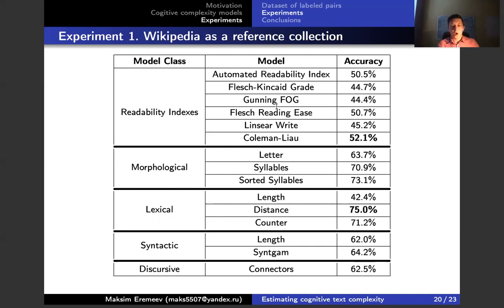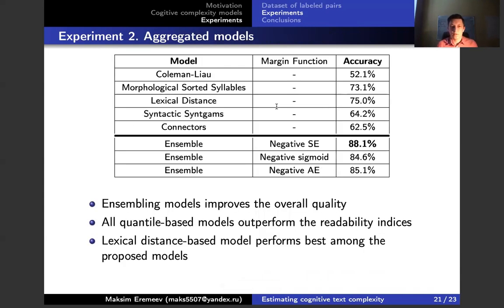Okay, as for aggregated models, we tested several of them depending on margin functions. To test them, we preliminarily divided the labeled data set into train and test parts, leaving 2,000 labeled pairs for validation. All aggregations demonstrate an increase in the target metric, supporting the assumption that the load on the nervous system appears on all language levels. So our aggregated estimation that combines results from all levels shows better quality. As can be seen, negative squared error works best for fitting an ensemble.